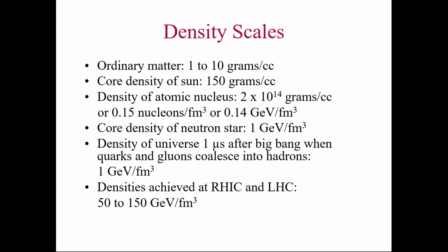Core density of a neutron star is about 1 GeV per cubic Fermi. That's about the same density the universe was 1 microsecond after the Big Bang, when quarks and gluons coalesced into hadrons. Densities achieved at RHIC and LHC are a little bit uncertain. It depends more precisely on how you interpret the data and where you begin, for example, hydrodynamic evolution. But that's much, much higher, 50 to 150 GeV per cubic Fermi. But of course, the baryon densities there are different; the entropy per baryon is much, much higher than in neutron stars.